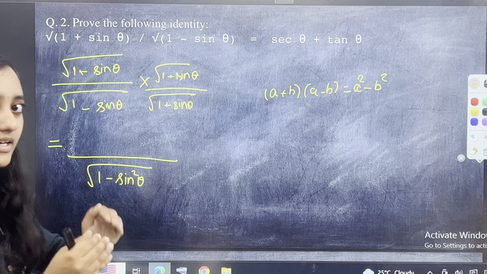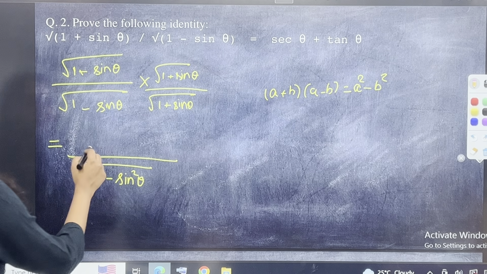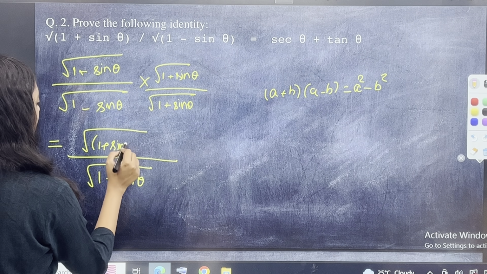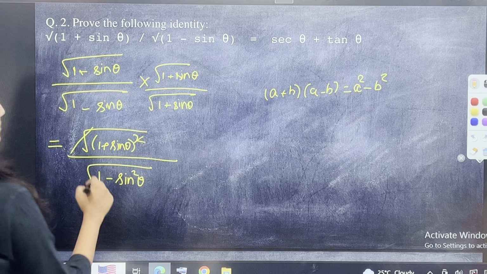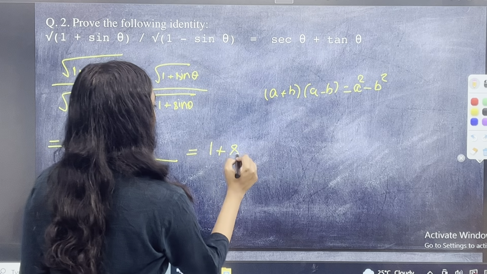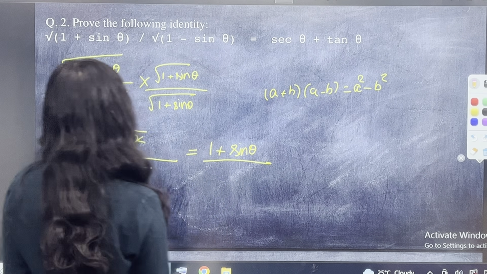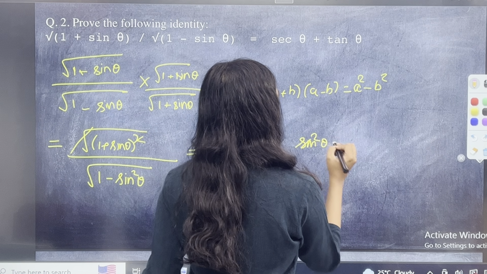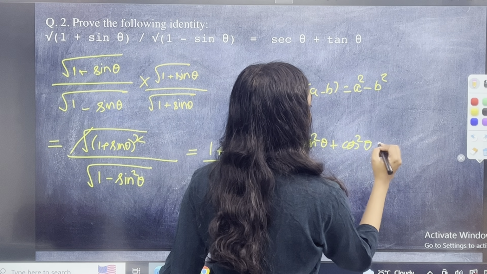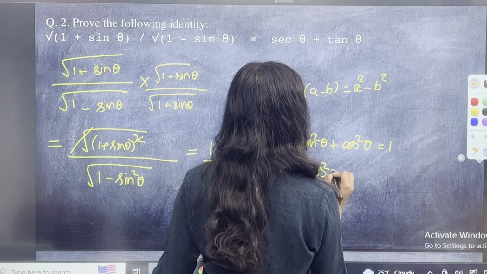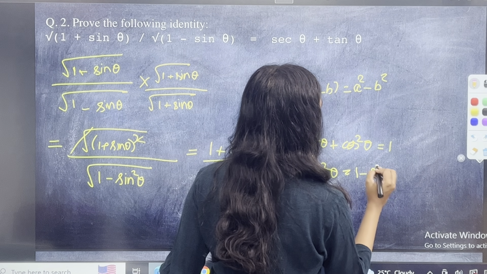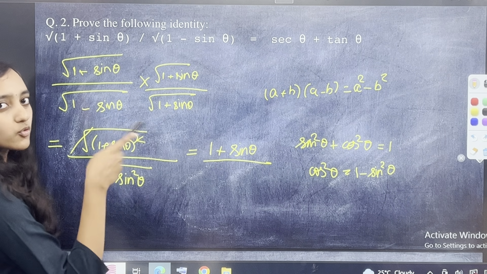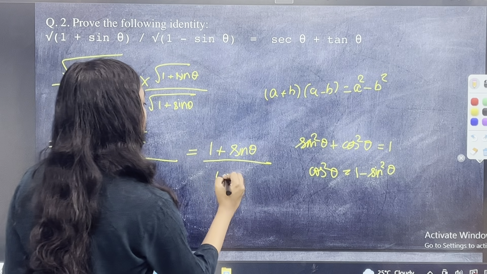1 plus sin theta, if you take it back as a, then it is root over 1 plus sin theta whole square, and the root will cancel. So it is basically 1 plus sin theta by 1 minus sin square theta. So you know that sin square theta plus cos square theta is equal to 1. So cos square theta is equal to 1 minus sin square theta. So 1 minus sin square theta is cos square theta. Cos square theta, and the square and root will cancel. So it is cos theta.